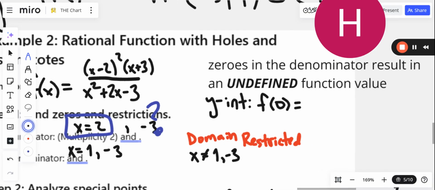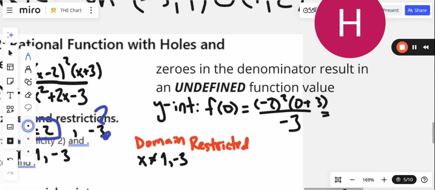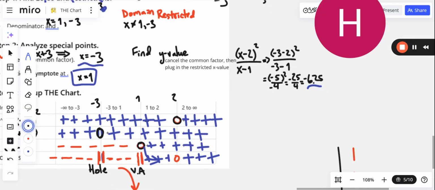So that's going to give us 0 minus 2 squared, 0 plus 3, over, well, all that just turns into negative 3. So 0 plus 0 minus 3. Okay, perfect. So what does that give us? Negative 12 on negative 3 or 4? That gives us a 4.